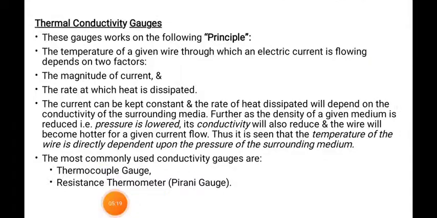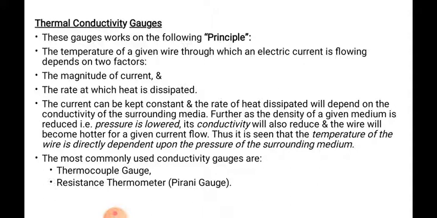So from this experimentation we can observe that the temperature of the wire directly depends upon the pressure of the surrounding medium, because as the pressure increases, the thermal conductivity will increase. As the pressure decreases, the thermal conductivity, or what we can say the heat dissipated to the atmosphere, will decrease. That's why we can say that the temperature of the wire is directly dependent upon the pressure of the surrounding medium.